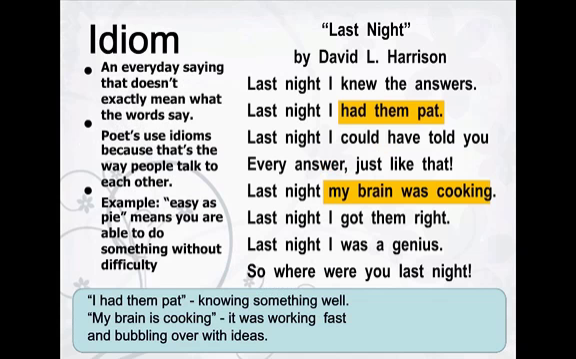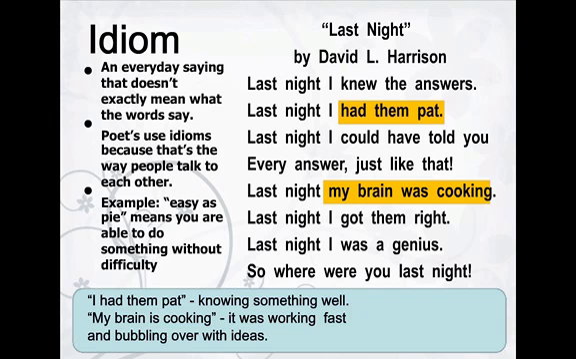An idiom is an everyday saying that doesn't exactly mean what the words truly say, or what their denotation would be. So poets use idioms because that's the way people talk to each other. Last night I knew the answers. Last night I had them pat. Last night I could have told you every answer just like that. Last night my brain was cooking. Last night I got them right. Last night I was a genius. So where were you last night?